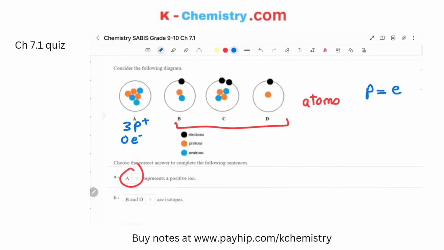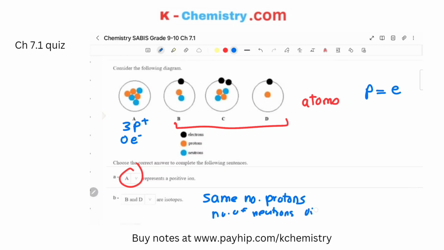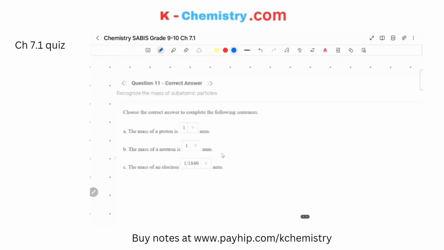What are the isotopes? You are looking for 2 diagrams that have the same number of protons. So the orange ones are equal. Here 3, 1, 2, and 1. You cannot have any of these except B and D. But are B and D correct? If they are isotopes, they should have the same number of protons, and the number of neutrons should be different. How many neutrons? Neutrons are the blue ones. Here 1 and here 0. So B and D is correct.